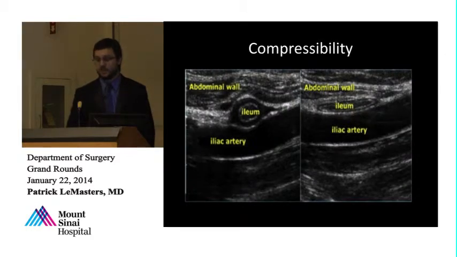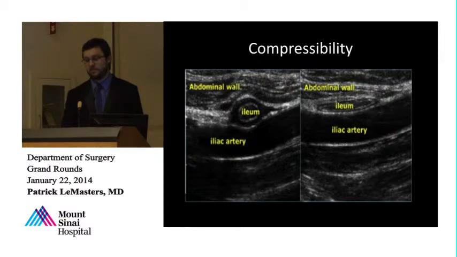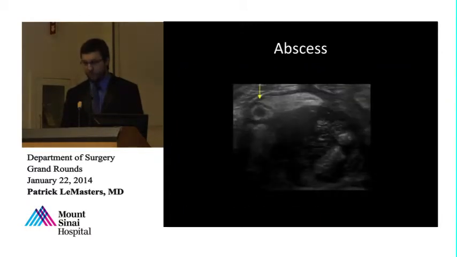This is important because you could look at this image here and say, hey, that looks like an appendix. But with compression, you see it flattens out. And this is a common mistake I see, mistaking the ileum for the appendix. Another important thing to look at, like I said, is peristalsis. If you look at the small bowel long enough, it's going to start peristalsing, and the appendix really doesn't do that.